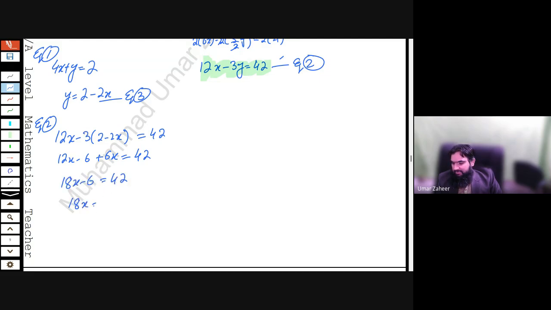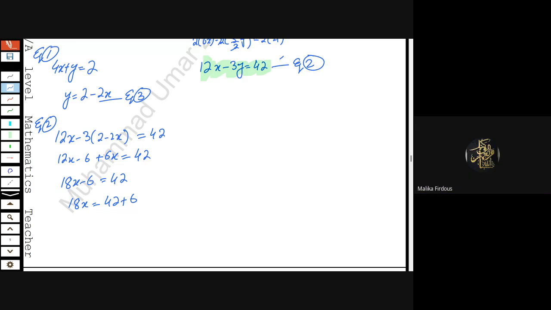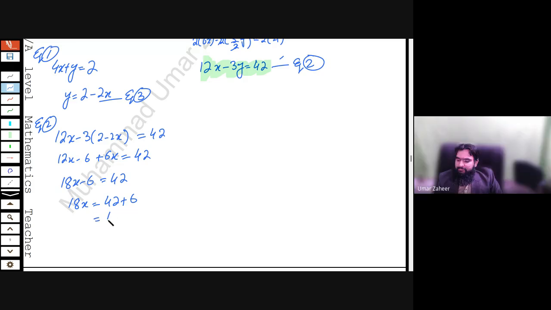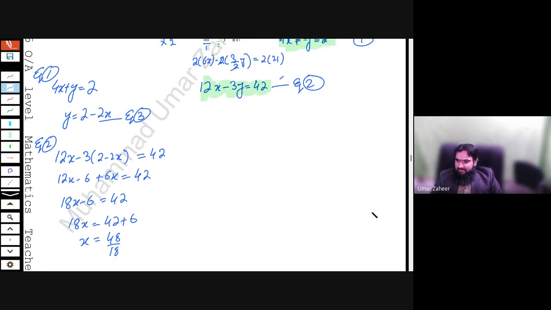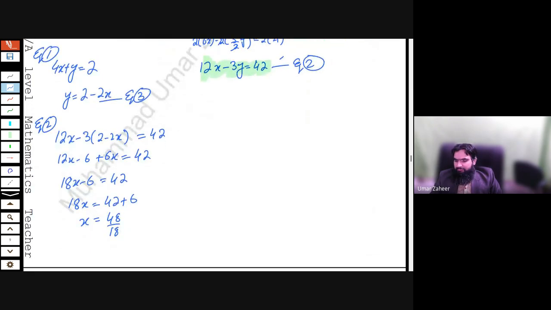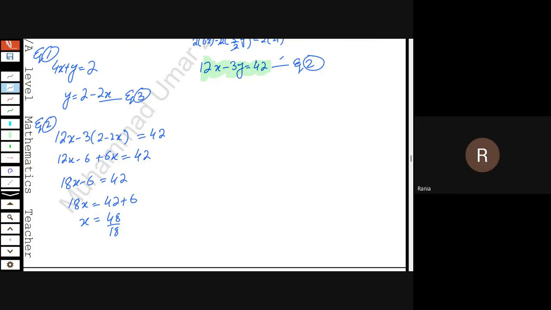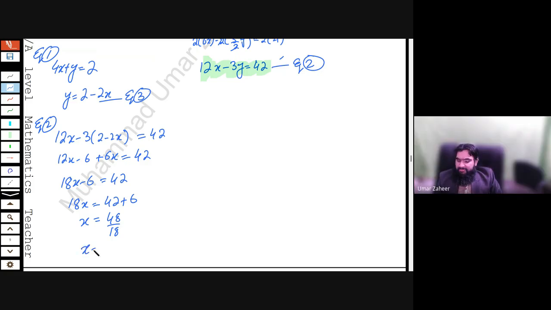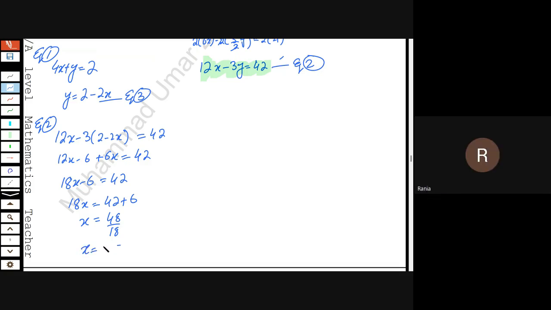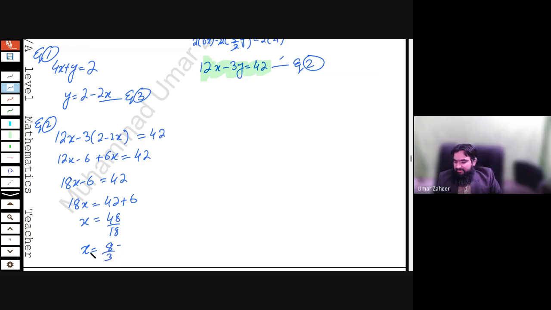So 18x is equal to 42 plus 6. Yes, 42 plus 6 will be 48. 48 divided by 18. What is the final answer? In simple fraction, simplest form: 8/3.